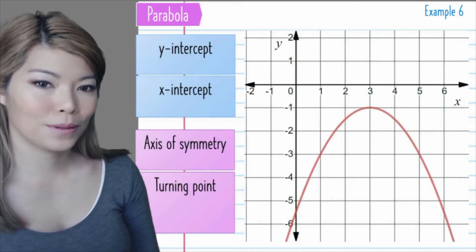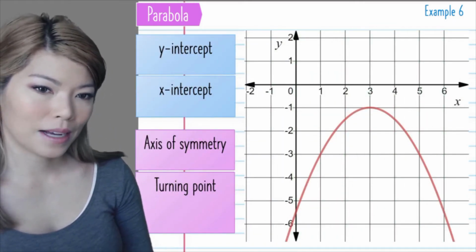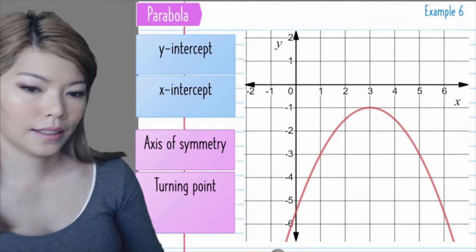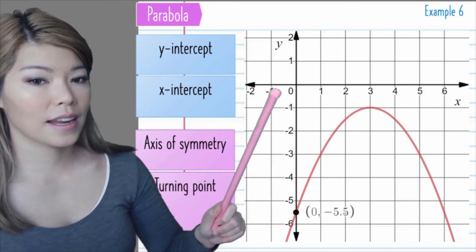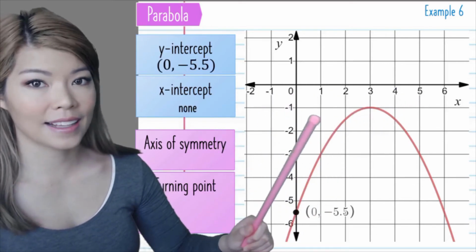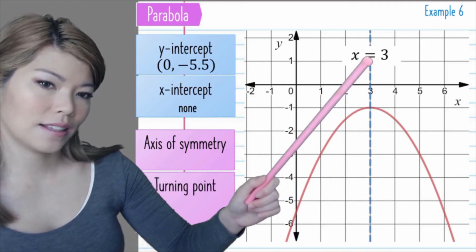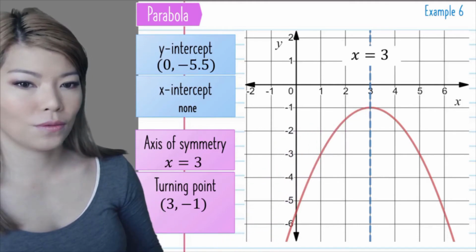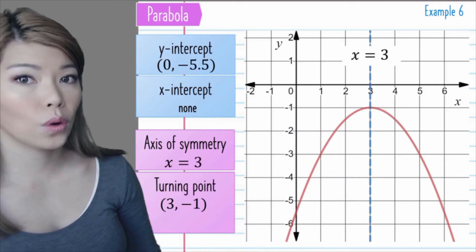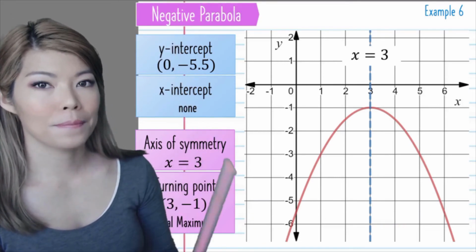One more example, you give this a go again, pause the video and unpause when you're ready to see my solutions. So the y-intercept is at 0, negative 5.5, and we notice that we don't have any x-intercept, so none. The axis of symmetry is at x equals 3. The turning point is at 3, negative 1, and is said to be a local maximum. And this graph is negative.